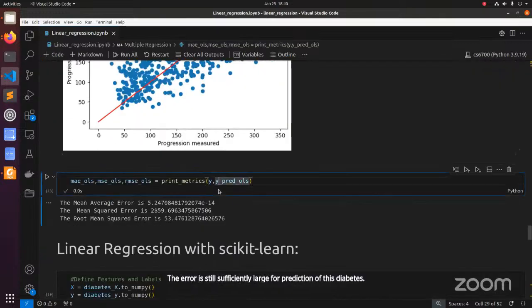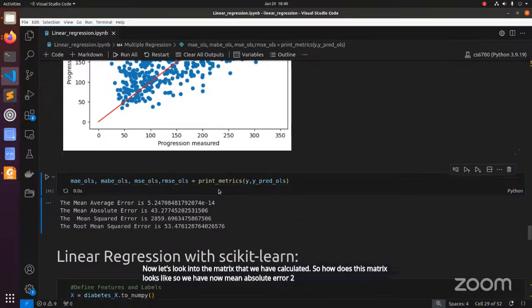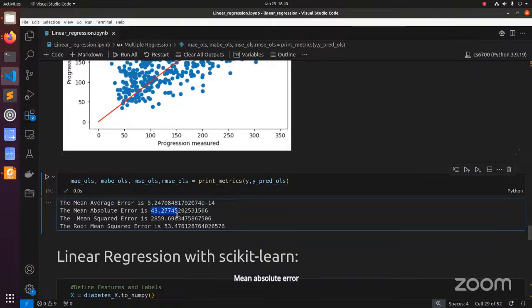Now let's look into the metrics that we have calculated. So how do these metrics look like? This is how the metrics look like. The mean average error is still very low, which we should ignore simply because it does not give you any information. Mean absolute error has reduced from 59 to 43.